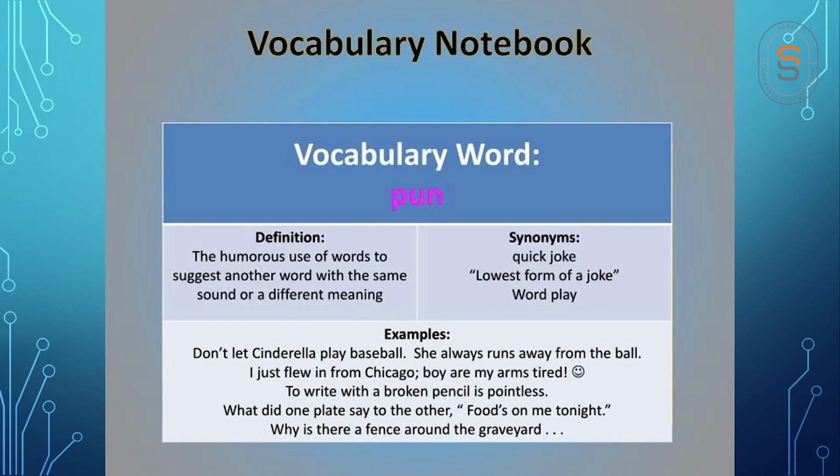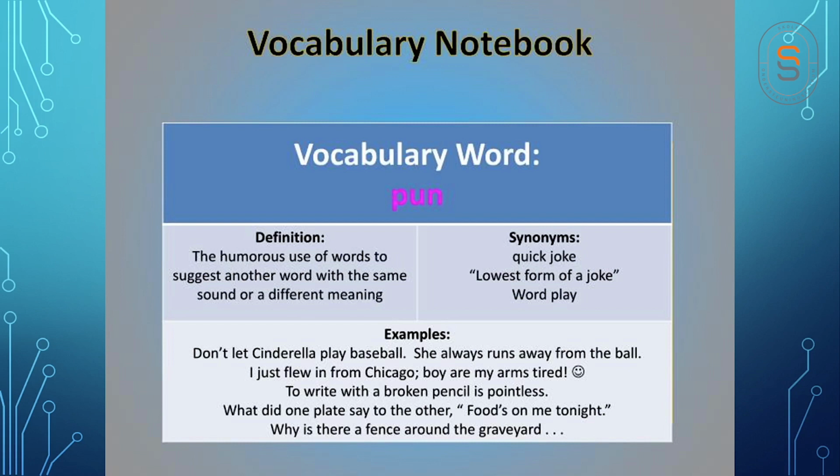I just flew in from Chicago. Boy, are my arms tired. So there's a pun on the word flew. We all understood it was with an aeroplane, but if you say it like that, it can refer to a bird with wings, in this case with his arms. To write with a broken pencil is pointless. So the pun is on the word pointless. When a pencil is broken, there is no point, and the word pointless means in vain. There's no use for it.